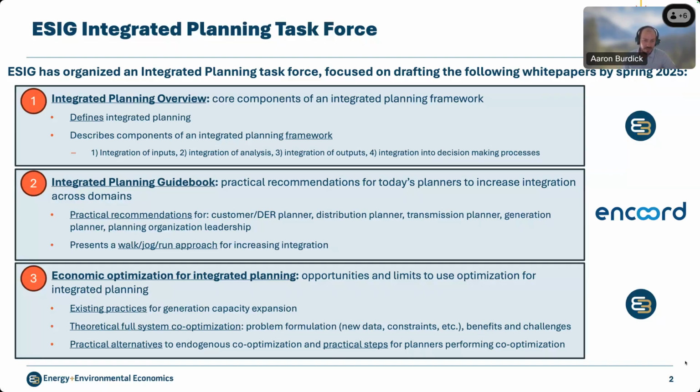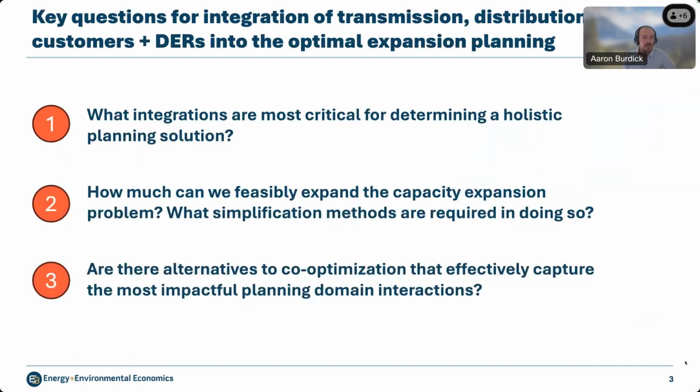presents key challenges. So a few questions that we're thinking through for this work product and how to integrate basically transmission, distribution, and customers into the existing optimal generation expansion problem. So we want to understand what integrations are most critical for determining the holistic planning solution. We want to understand how much we can feasibly squeeze into the capacity expansion problem and what simplification methods may be required to do so.